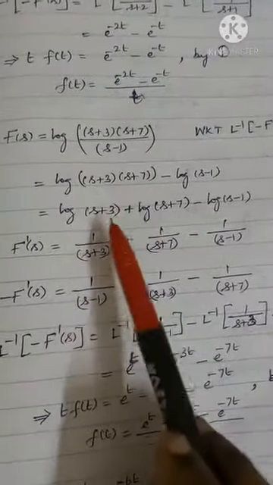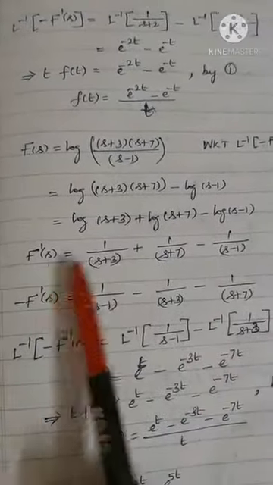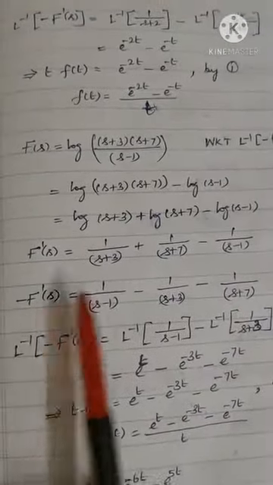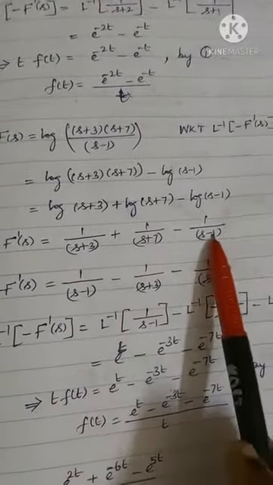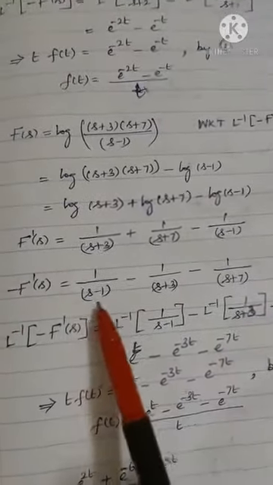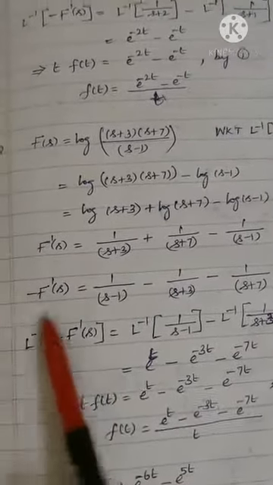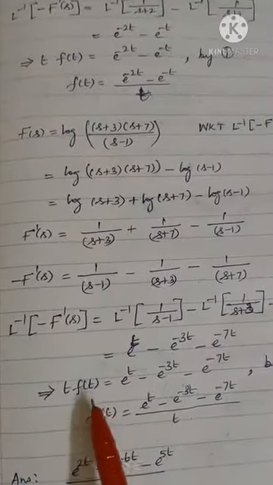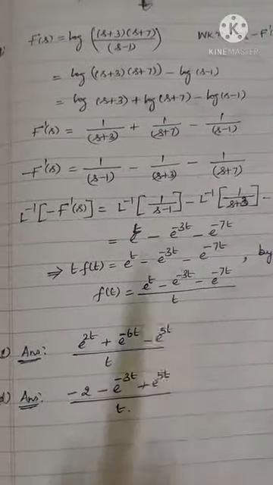Now log of ab is log a plus log b, as it is the term. F dash of s minus f dash of s. Being negative sign, this becomes negative, this becomes negative, this becomes positive. Let us write positive first. Take L inverse both sides. The answer of this is t into f of t by formula. Hence f of t is the whole term divided by t.